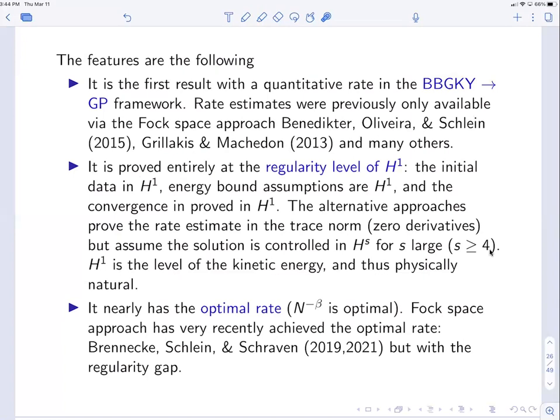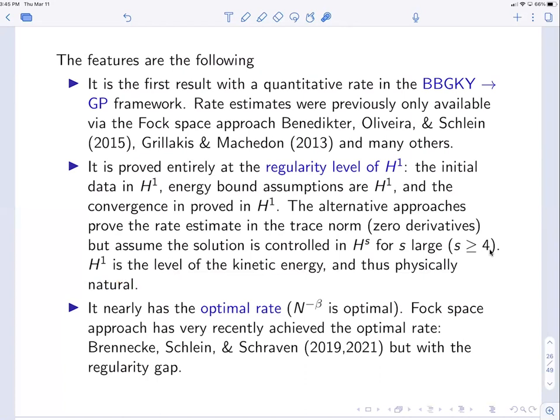So our result, another feature, is that it's improved entirely at the regularity of H1. So it's all energy space. The initial data is in H1. The energy bounds that we assume on the n-body Schrodinger are H1 type, and the convergence rate is proved in H1. So the alternative approaches via the Fock space approach prove the rate estimate in the trace norm. So that is something that has zero derivatives. But then they assume that the solution is controlled in HS for some large S. So we don't have any gap in regularity between the bounds and then the space in which the rate is proved.